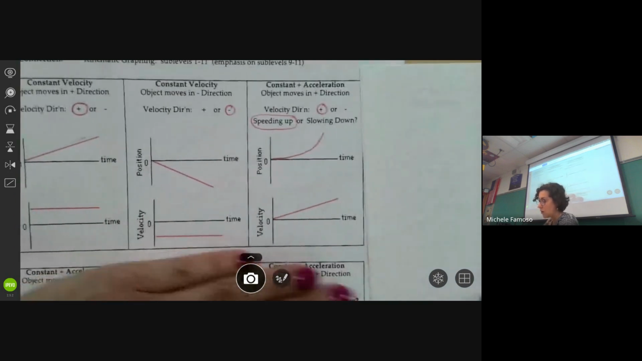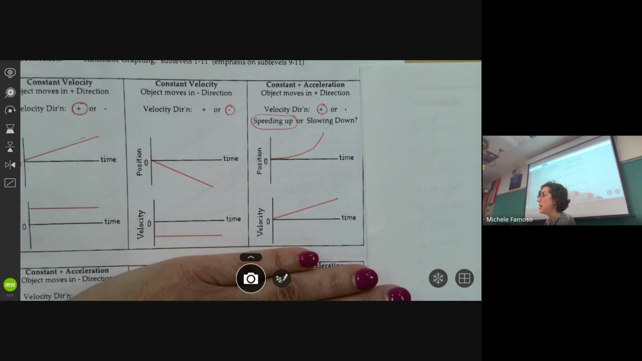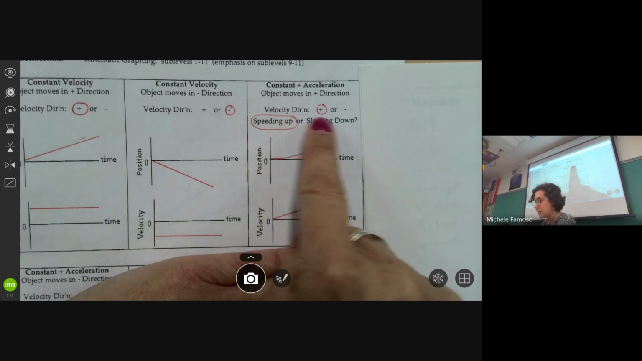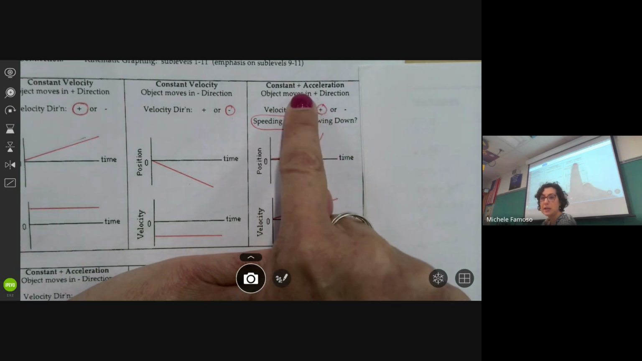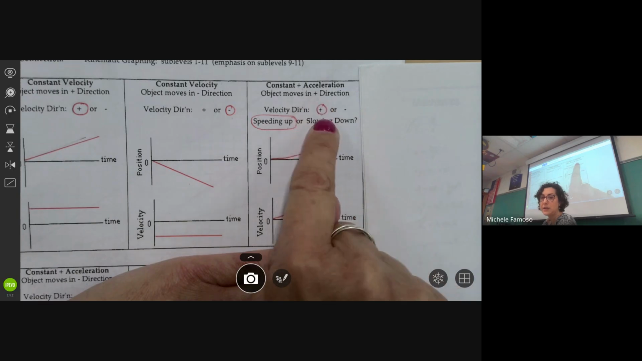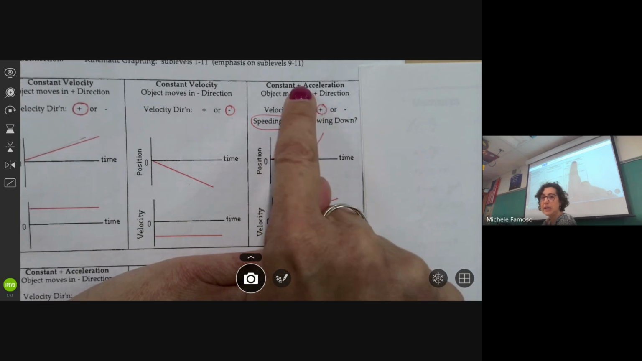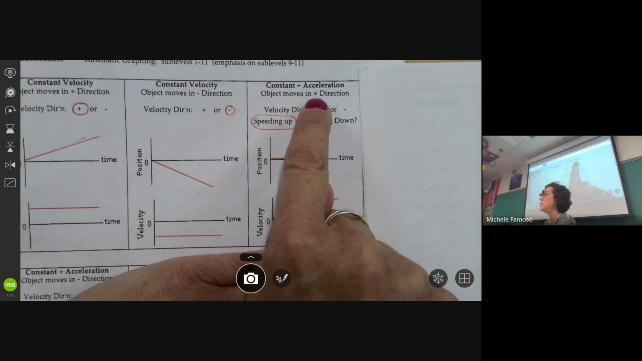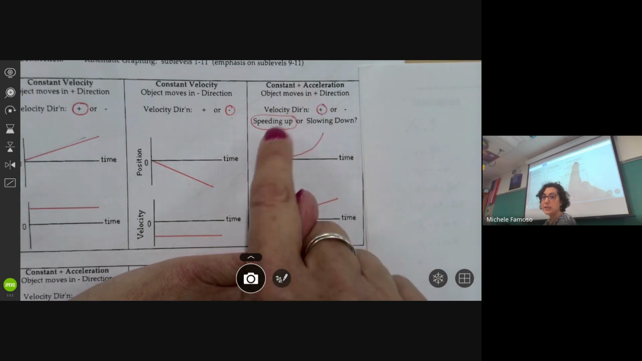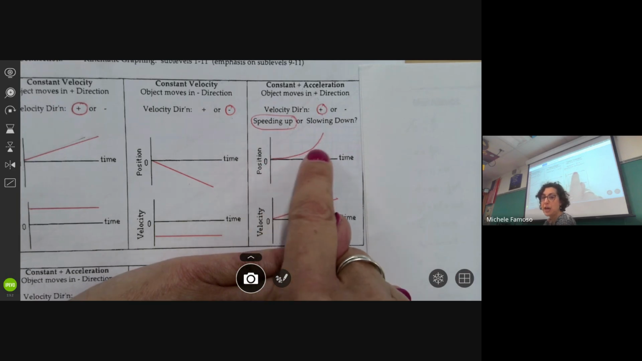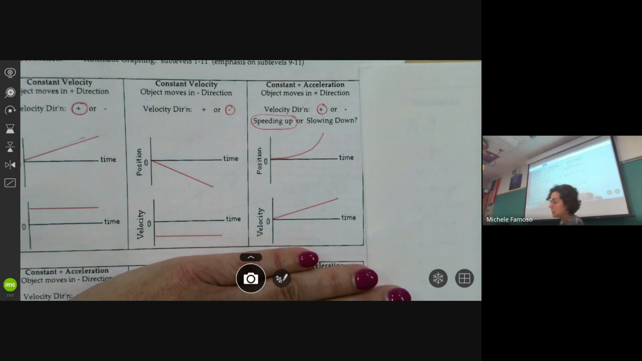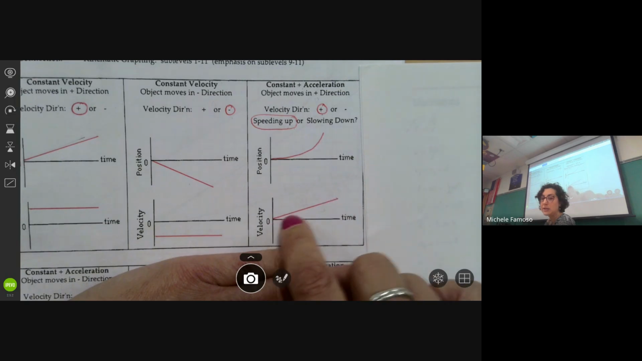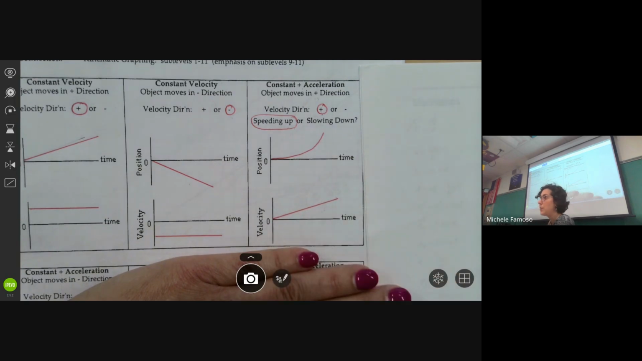Now, let's talk about constant acceleration. This is not on tomorrow's test. This will be your next test in about a week. The velocity direction is positive because we are moving in the positive direction. But since the acceleration and the direction of motion are the same, both positive, that means you're speeding up. So our position graph should have a positive slope but getting steeper, and our velocity graph should be above the time axis, diagonal line with a positive slope.